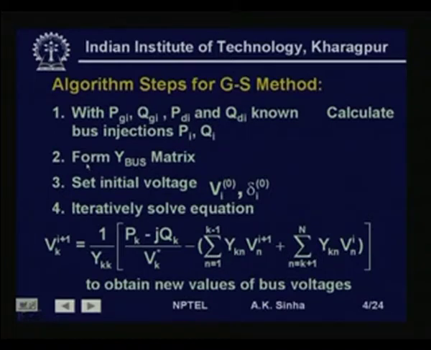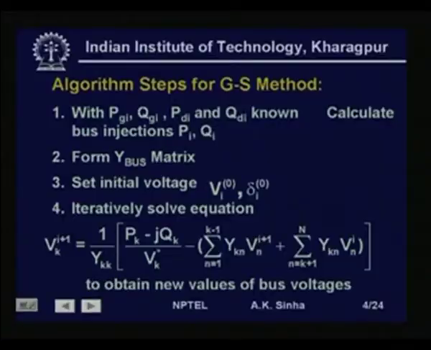After that, we need to form the Y bus matrix for the power network. Then we will set the initial voltages. As we said in the last lesson, normally we use a flat voltage start where the magnitude Vi is set as 1 per unit and the angle delta i is set as 0 degrees. After we have set the initial voltage values, we iteratively solve the equation given here.